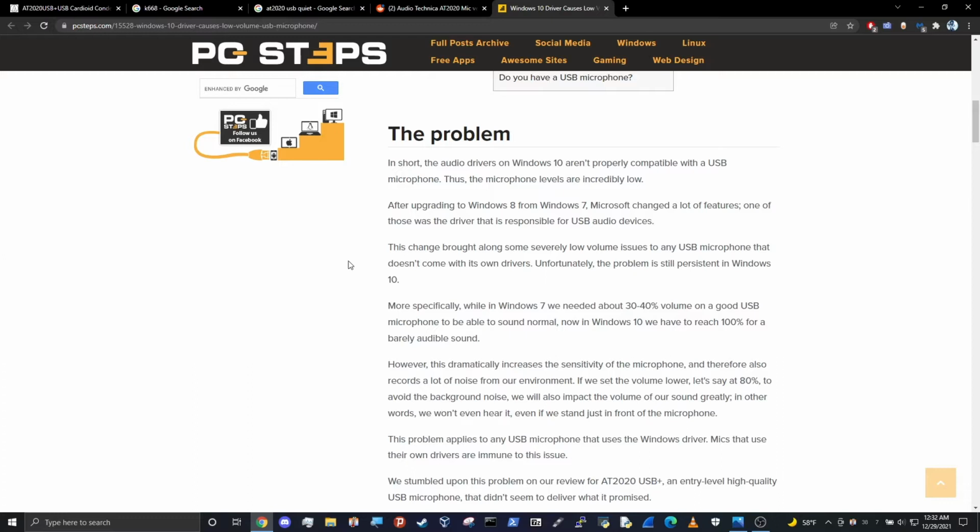So basically, some USB microphones are affected by this and some aren't. Like my A66-8 absolutely isn't. I still get decent audio for the microphone, and it's not quiet. It really isn't quiet. It is boosted to, I think, maximum 100%, but it puts out good sounding audio and it's not too quiet.